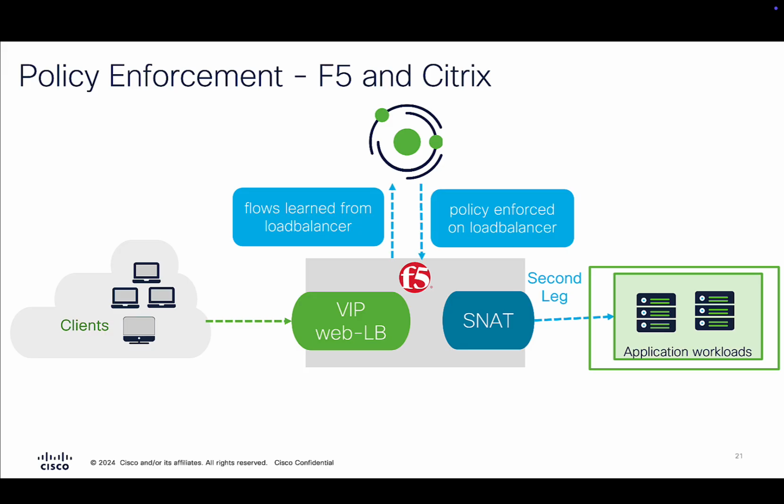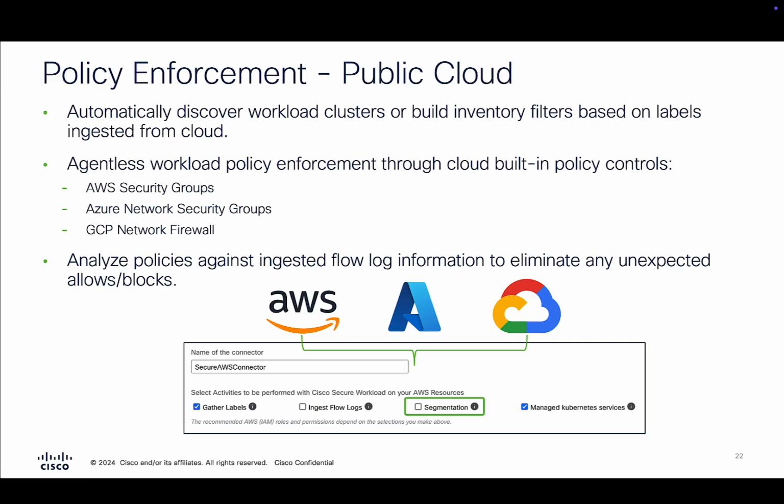And for anything in the public cloud environment, there are native integrations with AWS, Azure, and GCP, wherein Secure Workload can ingest the flow information from these three clouds to basically do the same thing that it does with agents and network enforcement points, that is discover policies, analyze them, and eventually enforce them using cloud built-in policy or firewalling capabilities like AWS security groups, Azure network security groups, and GCP network firewall.